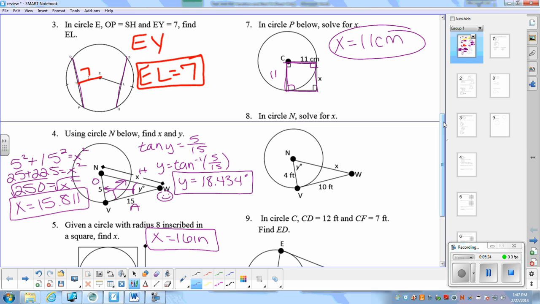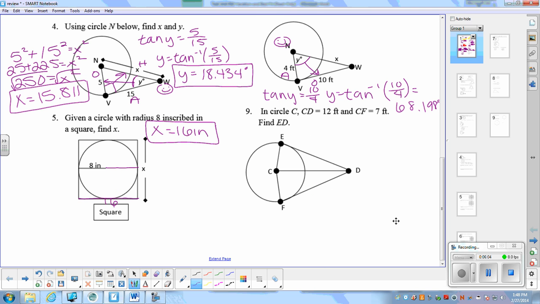Number 8, more trig and Pythagorean theorem. All right, I'm going to do y first, and I'll come back to it for x. With y, here's my little person. So my opposite is 10, my adjacent is 4. So I'm using tangent. Since I'm looking for the angle, I know I have to be using my inverse. When I plug this into the calculator, I get that y equals 68.198 degrees. Apologize for the jumping.